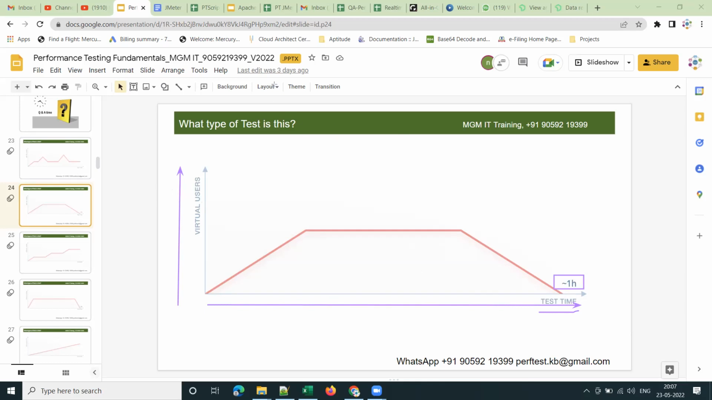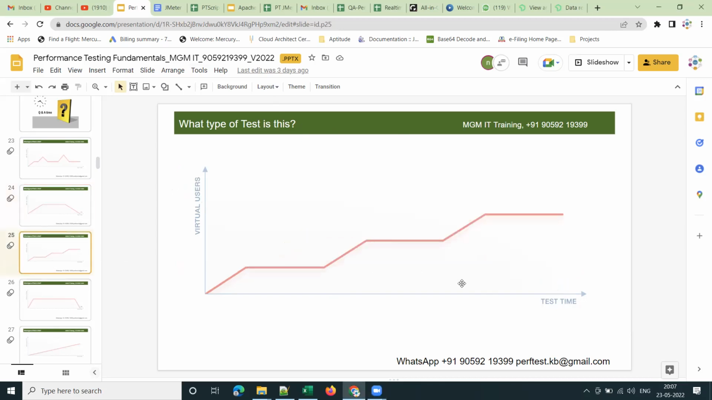So this graph best represents a load test, right? Now what type of test is this one? Stress testing. Right. So this graph represents a stress test. We already discussed just now what a stress test is. A stress test is something which gradually increases the user load till the application breaks, till the breaking point is attained.